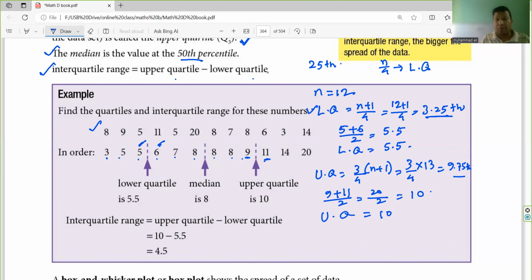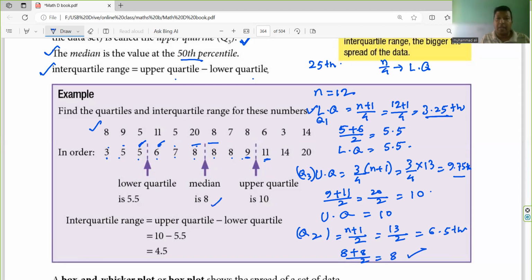And if we want to find the median, we indicate the median as Q2. Remember, lower quartile we indicate as Q1, upper quartile as Q3, and median as Q2. So it is the same, n plus 1 divided by 2. So 13 divided by 2, it will be the 6.5 position. So 6.5 means 1, 2, 3, 4, 5, 6. The 6 position and 7 position average. So 8 plus 8 divided by 2. So the median will be 8. So we get the upper quartile, the lower quartile, and also the median.